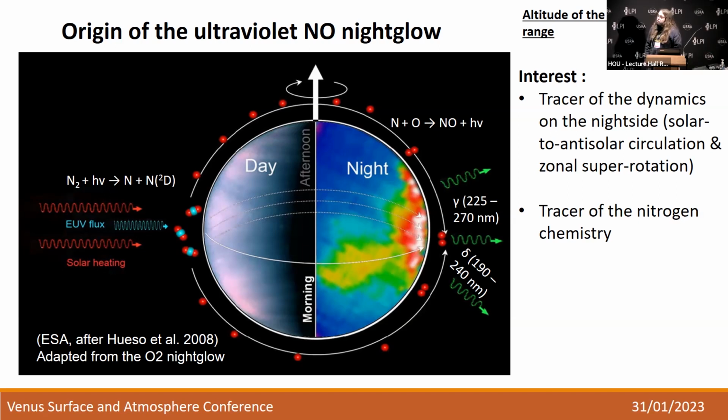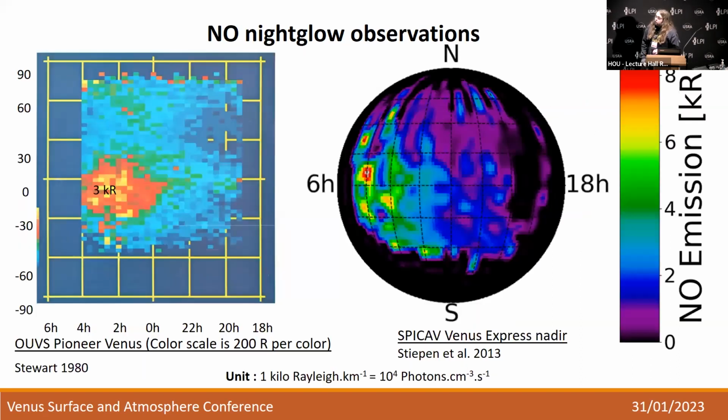And so why are we interested in this nightglow? It's for two reasons. First, it's a tracer of the dynamics at an altitude where the solar to antisolar circulation and the zonal superrotation are mixing together. So it's really interesting. And it's also a tracer of the nitrogen chemistry, one of the few observables that we have in our possession.